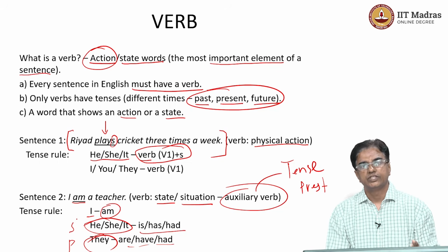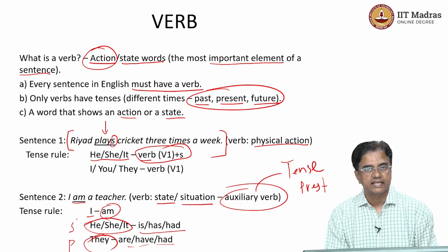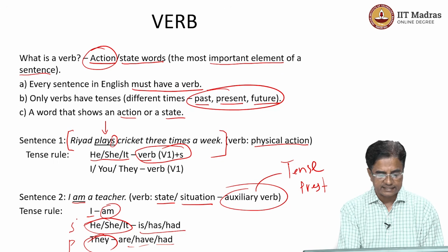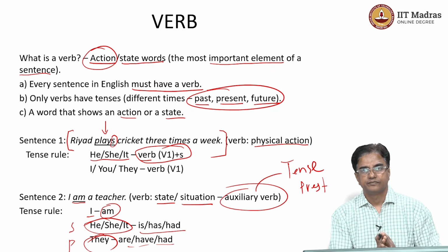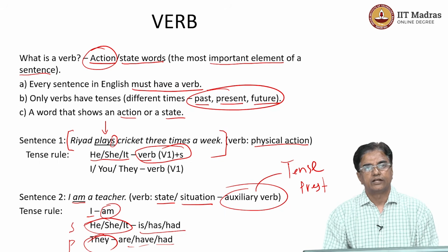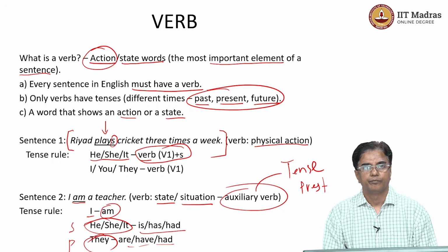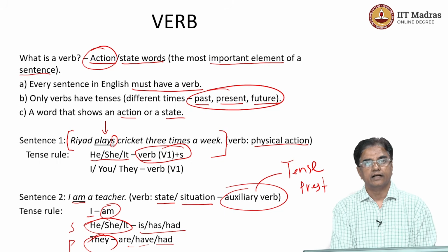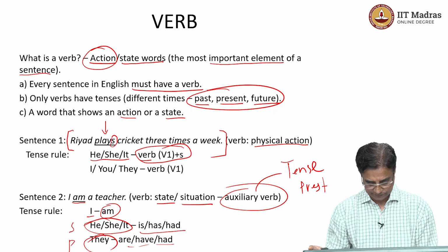It's a word which carries tense also. So in the first sentence, you see it carries present tense. In the second sentence also, you see it's a marker of tense. The other thing that we learn is that every sentence must have a verb. So you can understand the significance of a verb in a sentence.